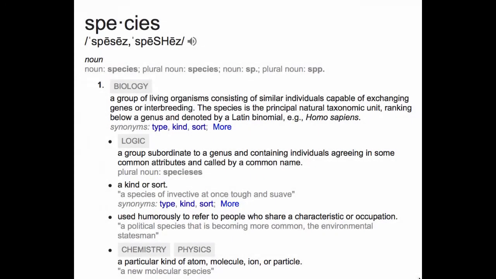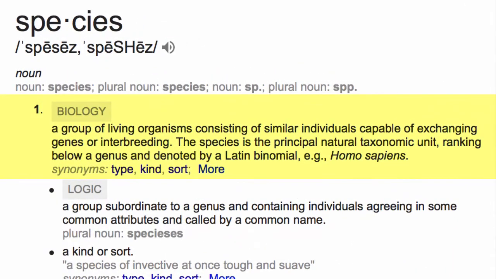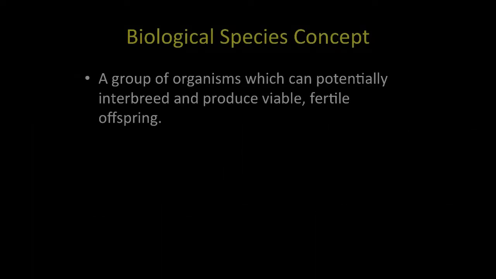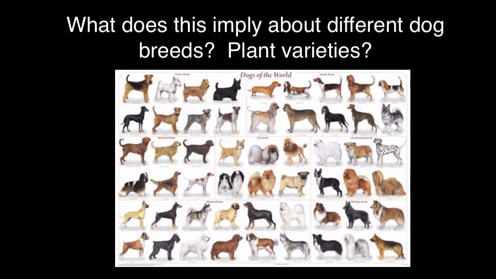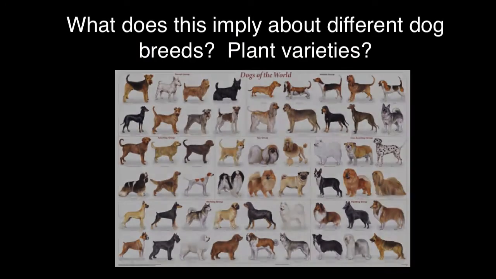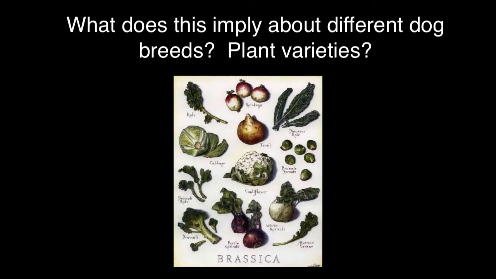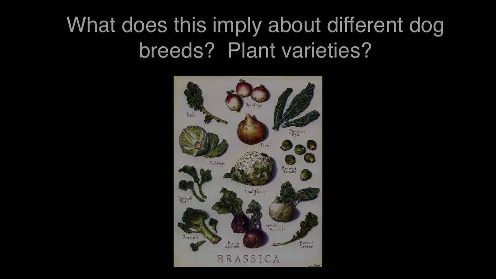And this is because we have a sense of this idea of species as being individuals, or a group of individuals, that are reproductively compatible. More specifically, a group of organisms which can potentially interbreed and produce viable, fertile offspring. This species concept is known as the biological species concept, and it's going to be sort of our working definition of species.